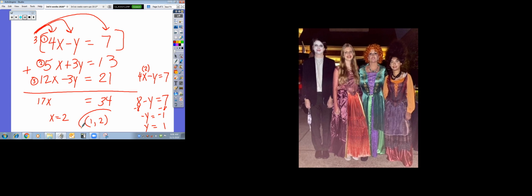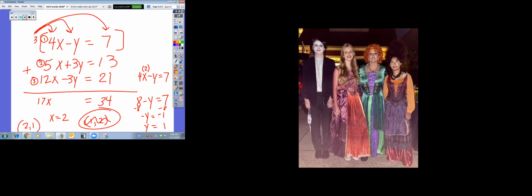So these lines should intersect at 1, 2. And I haven't been checking my answer, but you could always check these. Oh, 2, 1. I was just making sure you're paying attention. Good job. 2, 1. That's a common mistake, by the way, so don't do what I just did. Make sure you put your x first and your y second.